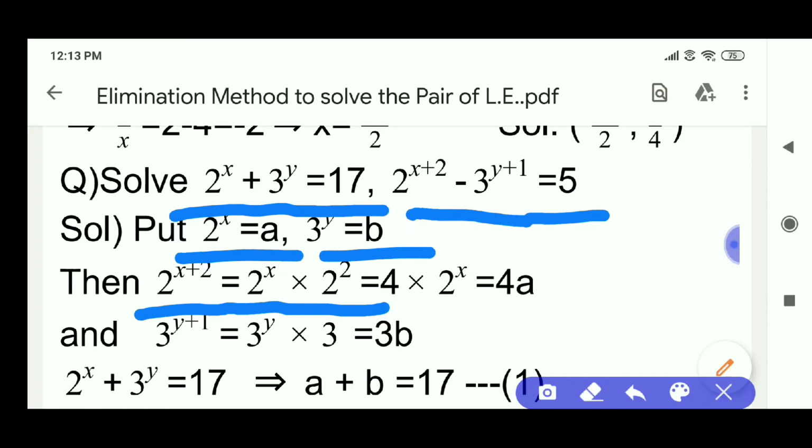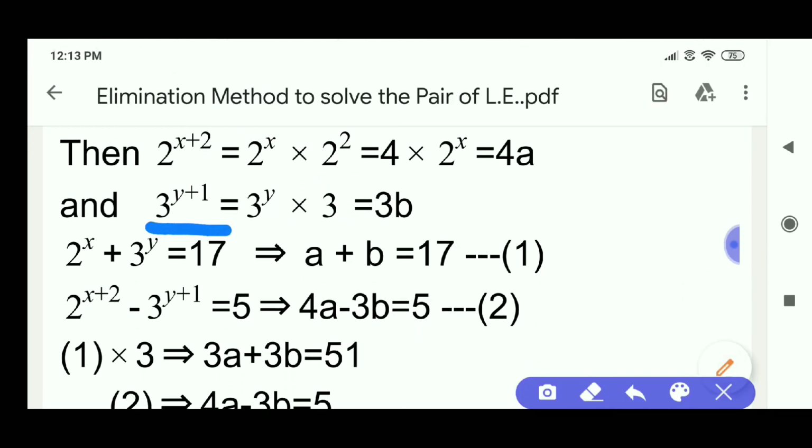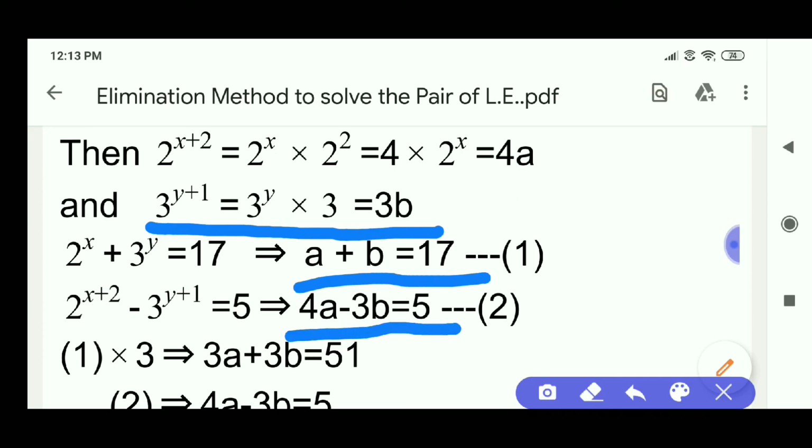So 2 power x plus 2 is equal to 2 power x into 2 power 2. You know that 2 power 2, or 2 square, is 4. So it is 4 into 2 power x. That means 4 into a, because 2 power x is taken as a. Similarly, 3 power y plus 1 becomes 3 power y into 3. So it is 3b. So the first equation is a plus b is equal to 17 and the second equation becomes 4a minus 3b is equal to 15.